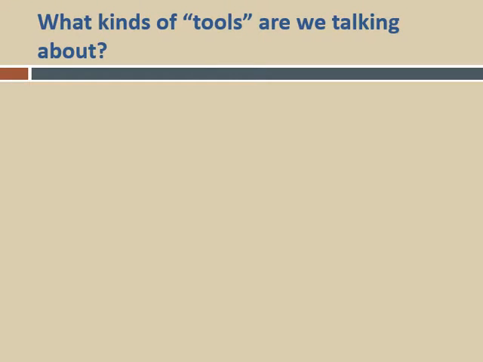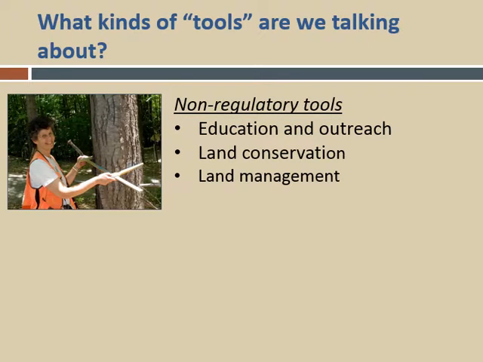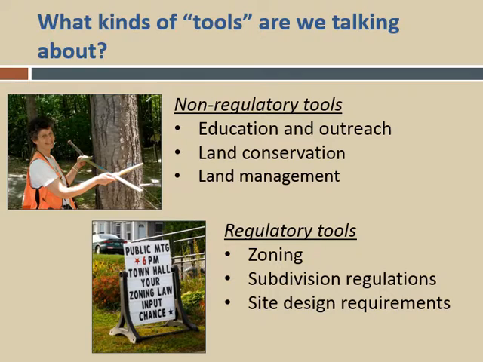Before we start, I should say that in this section, when I talk about tools, I mean strategies and actions for achieving natural resource goals. Non-regulatory tools include things like education, outreach to landowners, and conservation. An example is the Use Value Appraisal Program, also known as Current Use. Using regulatory tools, a town can require that land be developed or managed in a specific way. The most common is zoning and subdivision regulations.